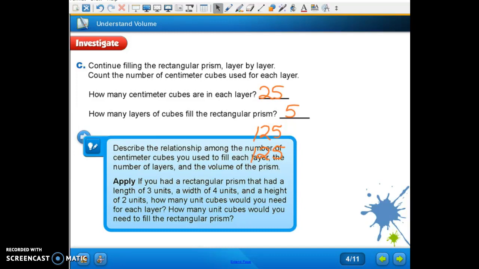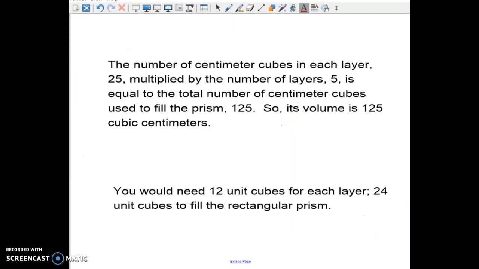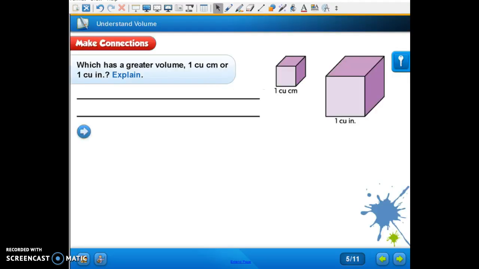Okay, I'm going to type that up. You would need 12 unit cubes for each layer, 24 unit cubes to fill the rectangular prism, because it was what? 2 layers high. Okay, now we're on the make a connection.